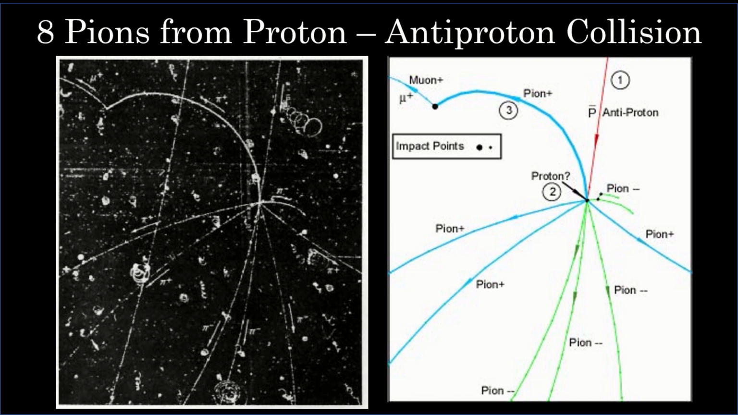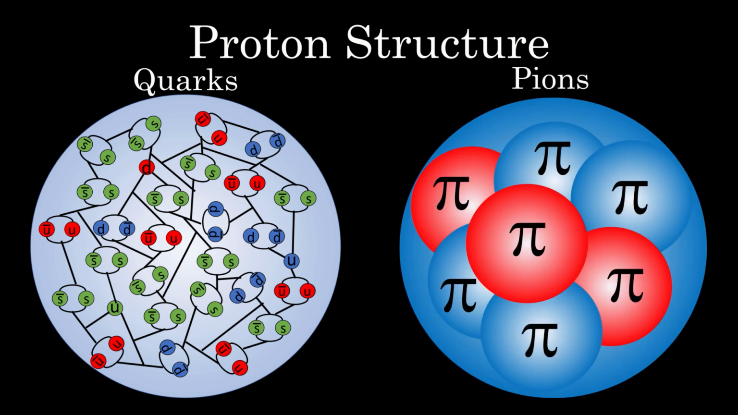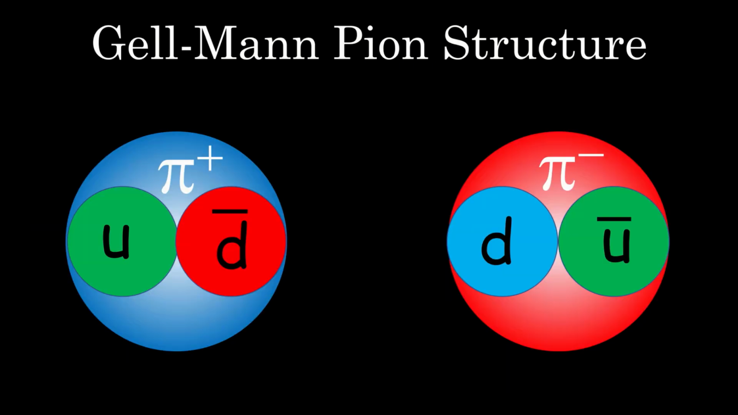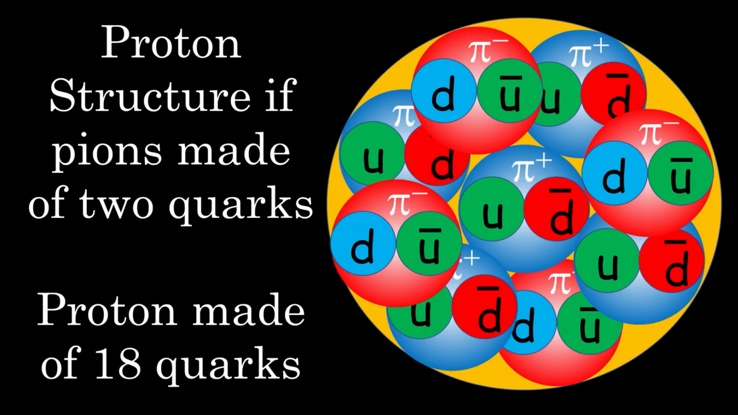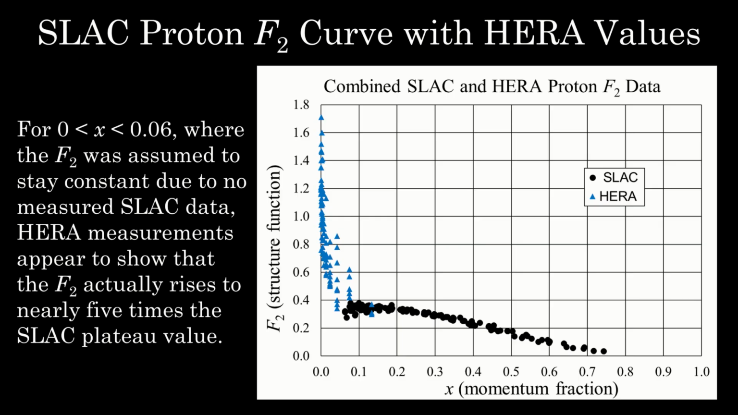So, although it is commonly believed that the proton is made of 3 quarks, maybe it is actually made of 9 pions, 5 positive pions and 4 negative pions. Of course, if pions are made of 2 quarks, as Gell-Mann proposed, then a proton made of 9 pions contains 18 quarks. Thus, the proton is still made of quarks. But, are pions made of quarks? The HERA data seems to suggest otherwise.